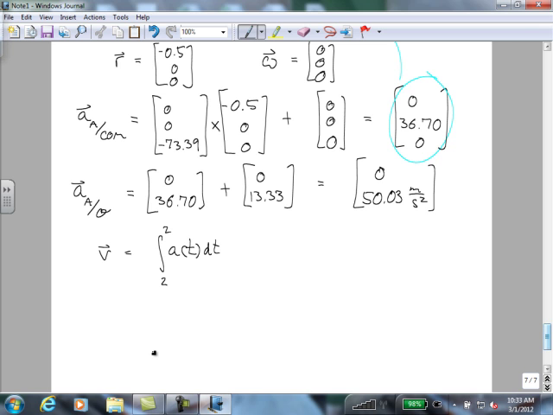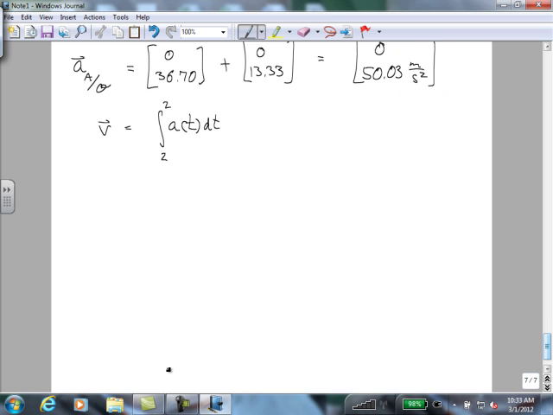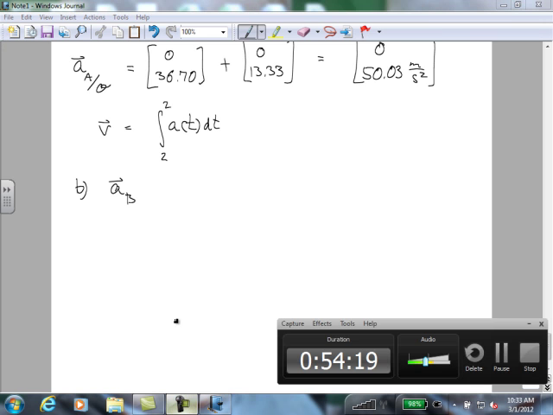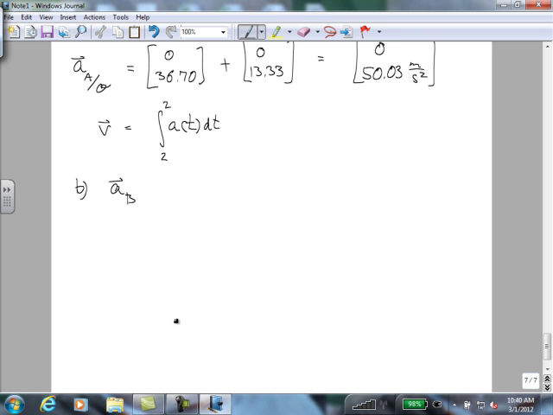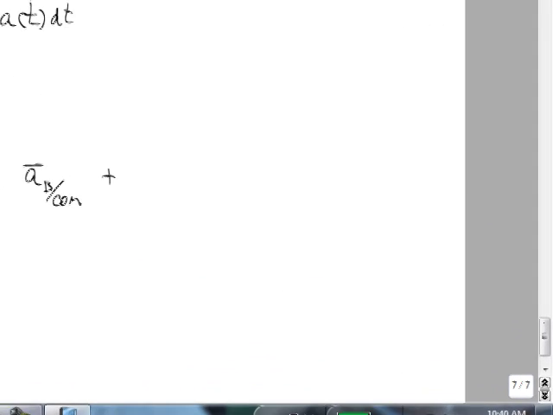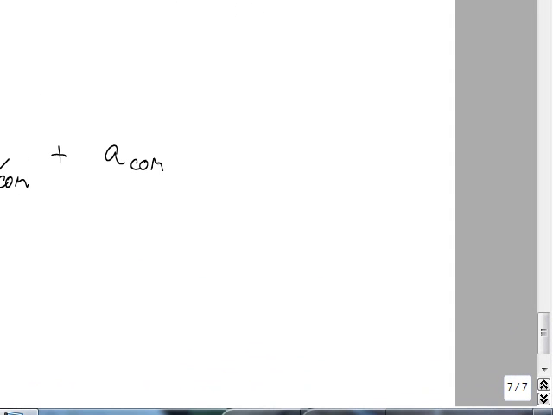Calculate the acceleration of the point B. Solve this. So again, we're going to calculate the acceleration of B relative to the origin. That's the acceleration of B relative to the center of mass plus the acceleration of the center of mass relative to the origin. And this one is still 0, positive 13.33.